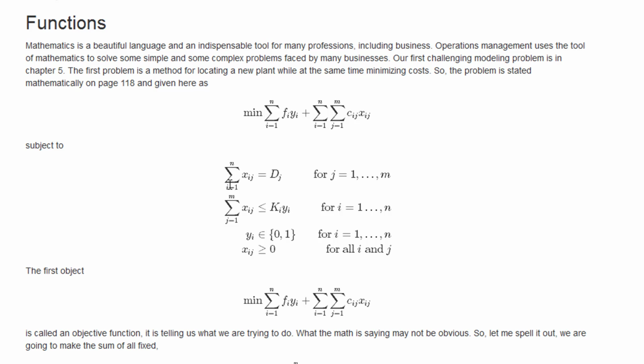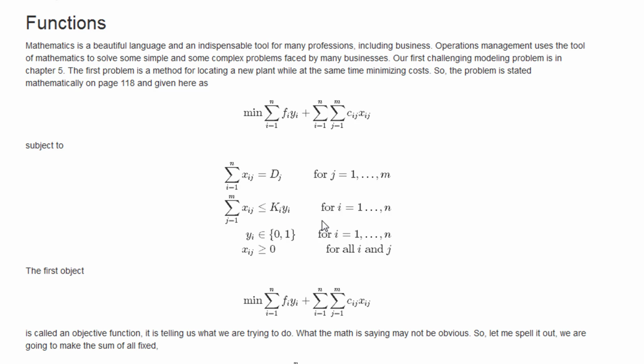And what this phrase says is all of the production that I send from plant i to market j has to equal or satisfy the demand in market j. So what this constraint is really telling me is I need to make sure I have enough product at each market. And the product comes from my production.